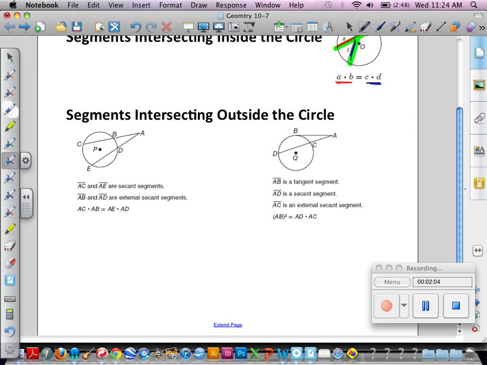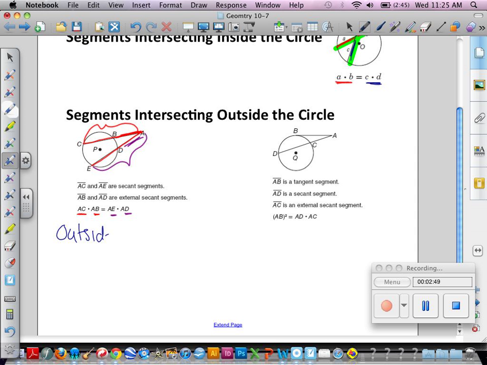We also have segments that intersect a circle outside of that circle. As you look at this example here, this is a secant line, and that's a secant line, and it's intersecting the circle outside. They have a formula here where they're taking the whole entire line segment multiplied by AB. The whole entire segment multiplied by AB, and then it is equal to the other secant line, the whole entire piece, multiplied by AD.